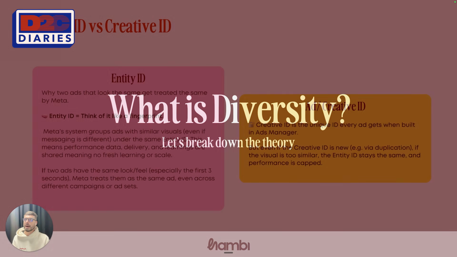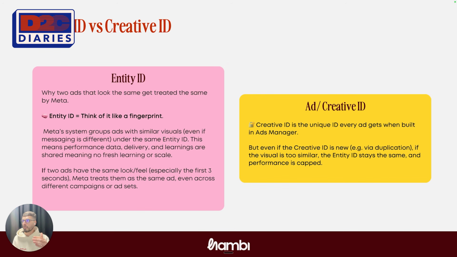So let's actually break down what this looks like in terms of theory. We have an entity ID and a creative ID. Essentially, entity ID is why two ads that look the same get treated as the same by Meta. So they will get grouped under the same entity ID. View entity ID almost like a fingerprint. We all have a unique fingerprint, whereas essentially Meta is saying now that if we use a fingerprint that is too similar to the existing one, it's just going to be grouped into the same and it's going to piggyback off the exact same learnings. And it's going to do that because they're too visually similar, even if the messaging is different.